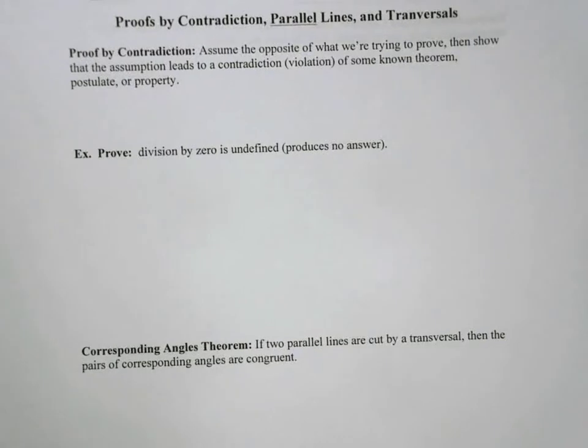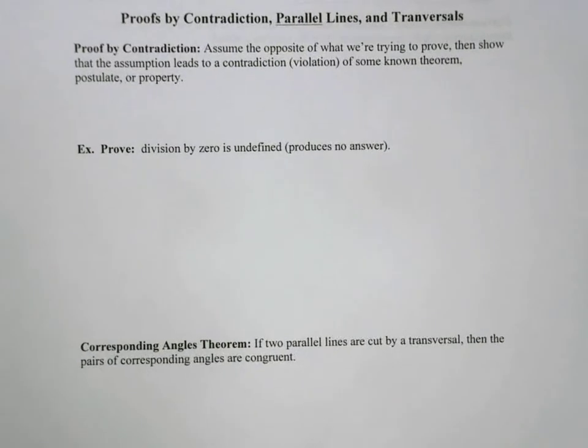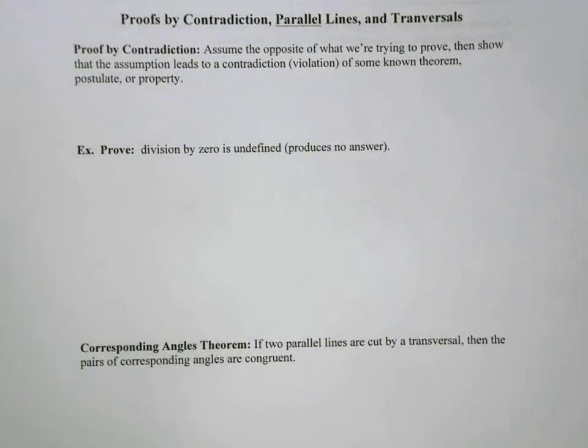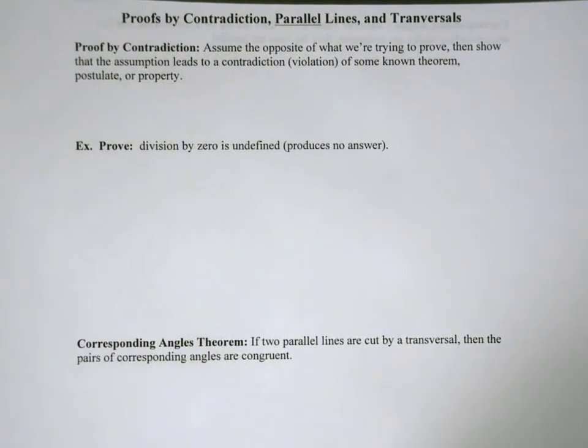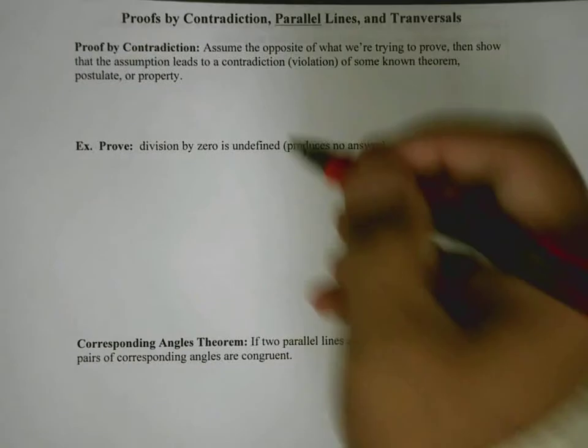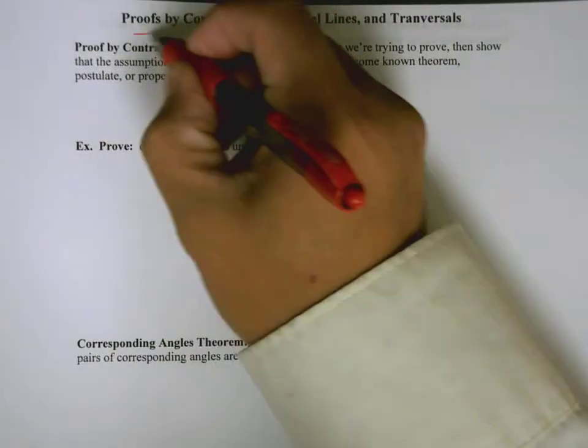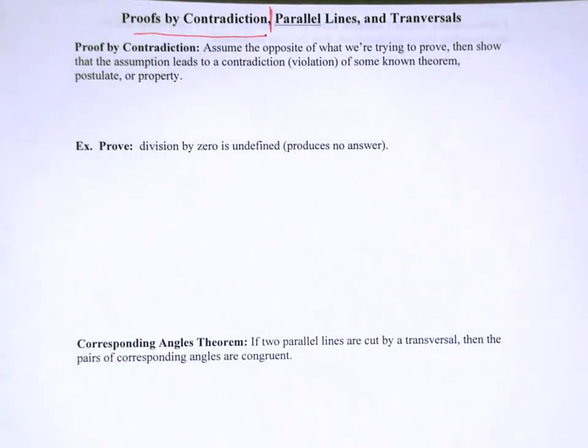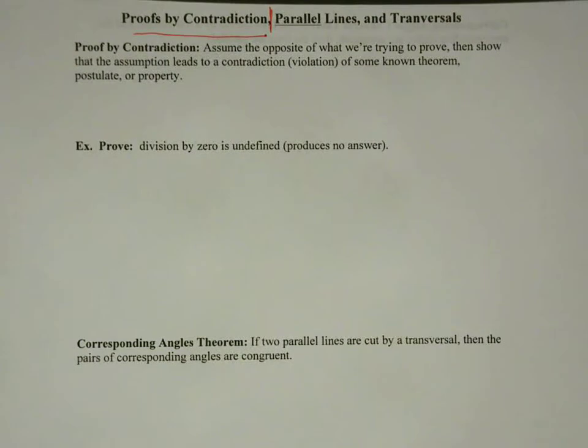And welcome to the lesson or discussion on proofs by contradictions, parallel lines, and transversals. And really, here, proofs by contradiction is in its own category. So I really should label it like this: proofs by contradiction is its own category, and then we talk about parallel lines and transversals. In other words, we're going to use contradictory proofs to prove things about parallel lines and transversals. So first, let's look at the definition here.